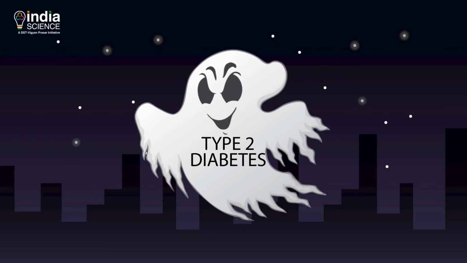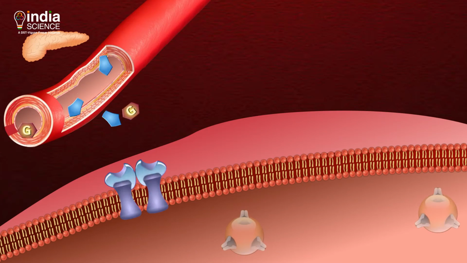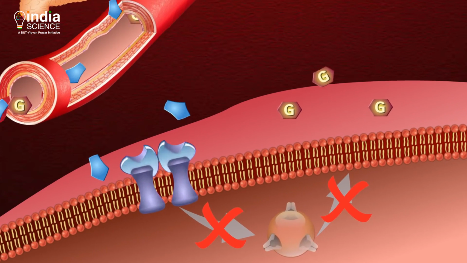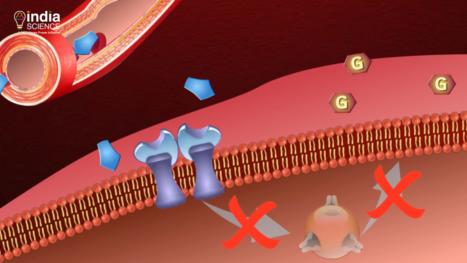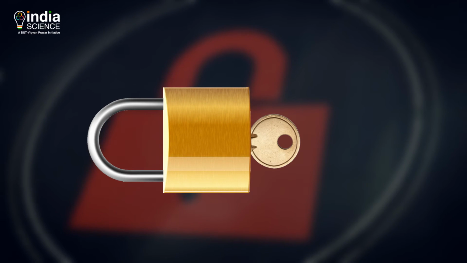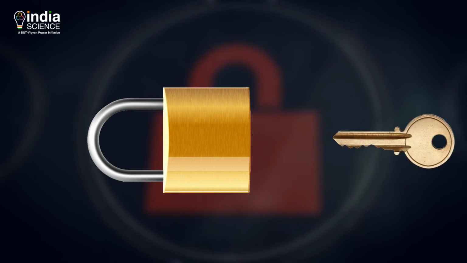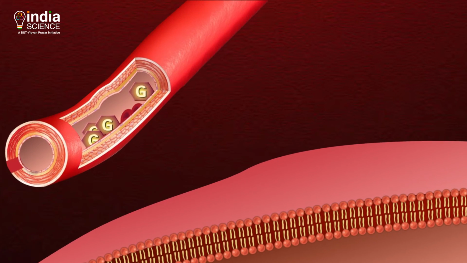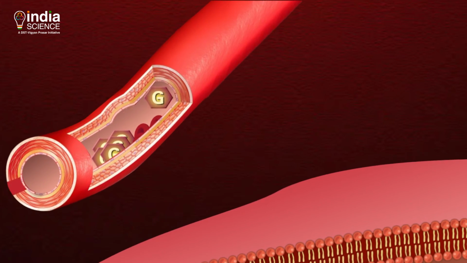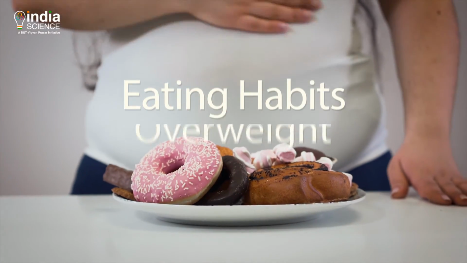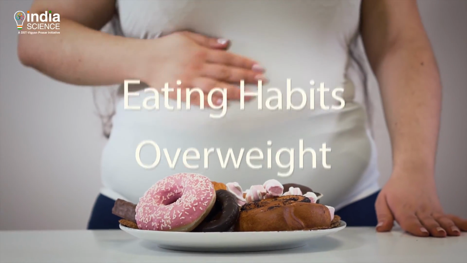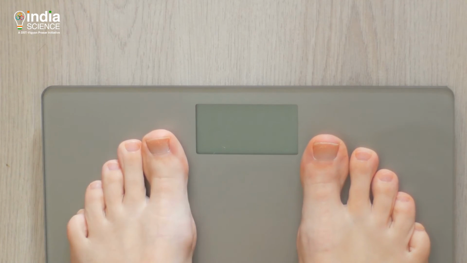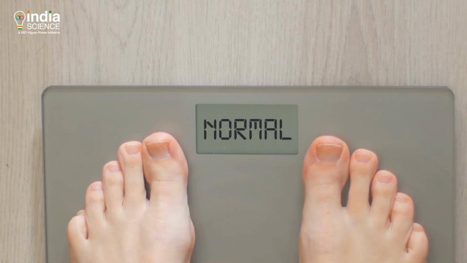In type 2 diabetes, the sugar in the blood doesn't enter cells because the insulin hormone doesn't bind with the insulin binding site of a cell membrane. You can think of it as the key which is not able to fit the lock. Instead of moving into your cells where it's needed for energy, sugar builds up in your bloodstream. Eating habits and being overweight are strongly linked to the development of type 2 diabetes. But not everyone with type 2 is overweight.